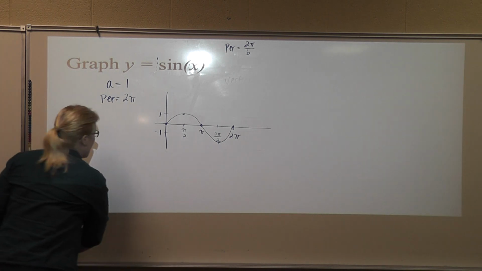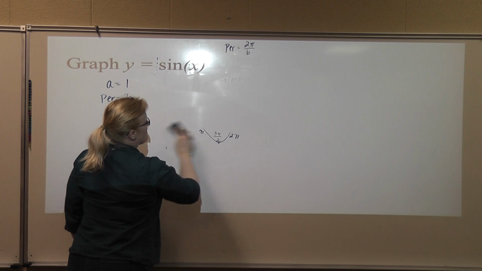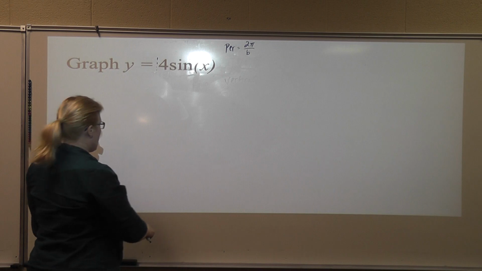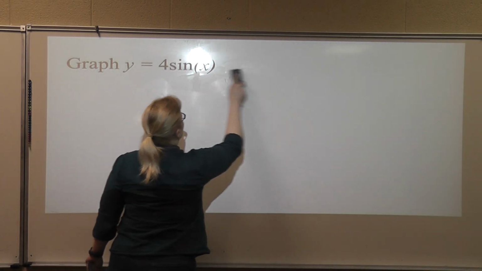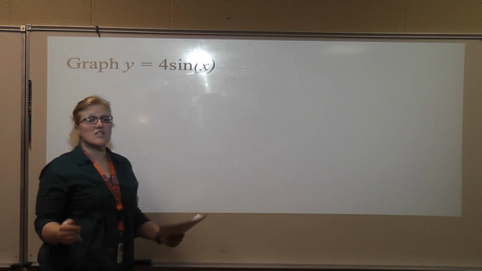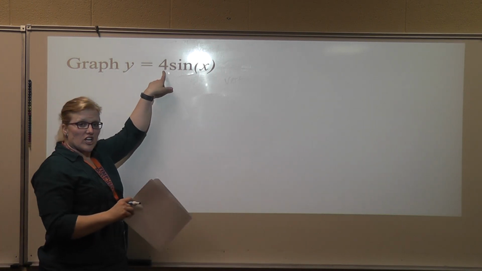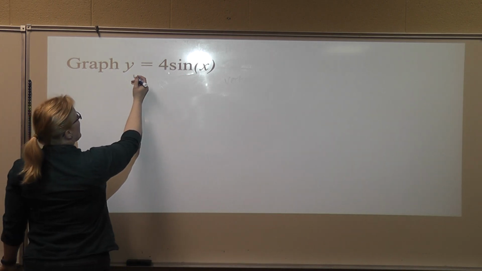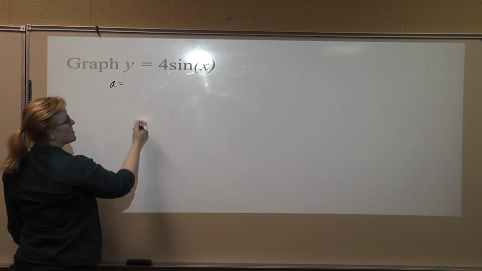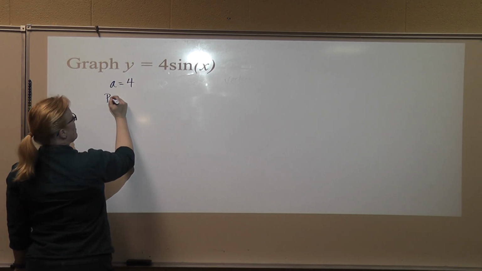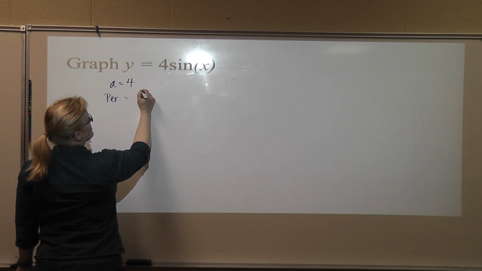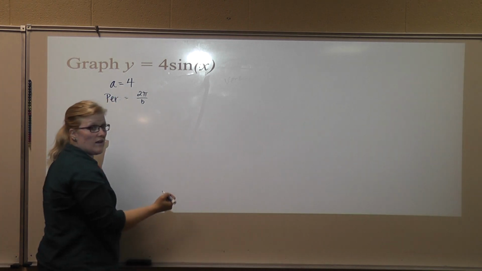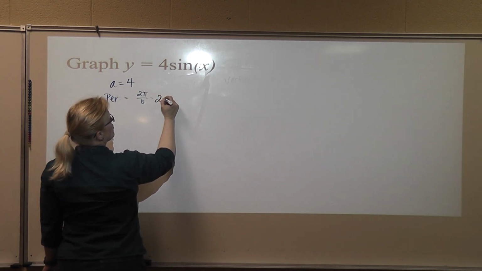Okay, so let's look at it then when it doesn't look so pretty, when we've got a few things added on. So 4 times the sine of x. This is going to be a vertical stretch, right? So it makes sense that it's going to go up this way. So my amplitude is 4, and my period, again, is 2 pi over b, and b is 1. So my period then is 2 pi.